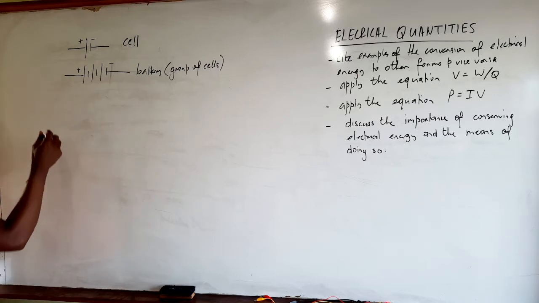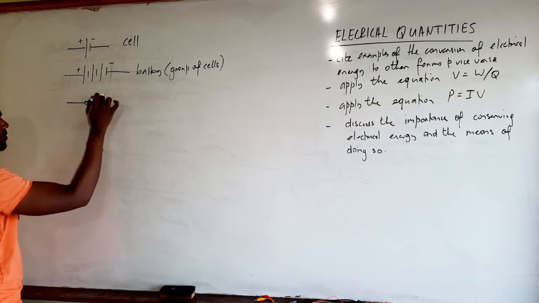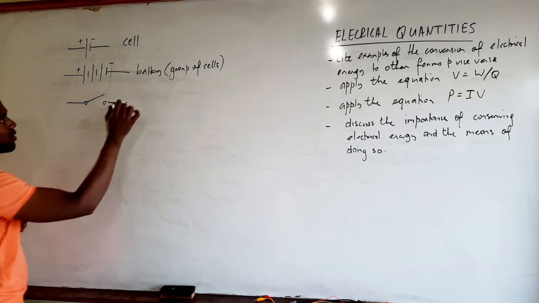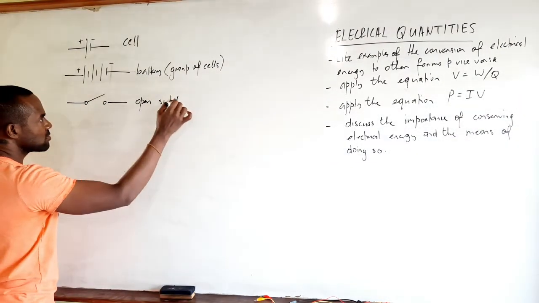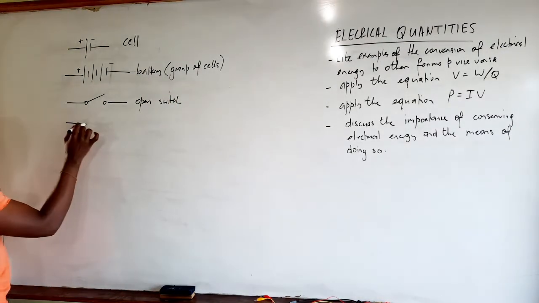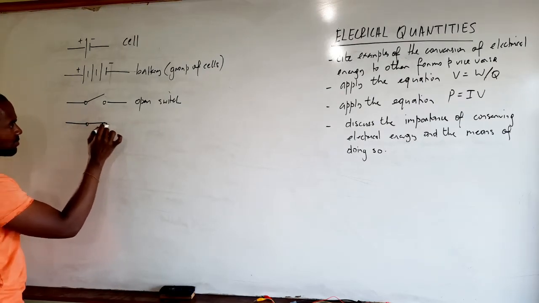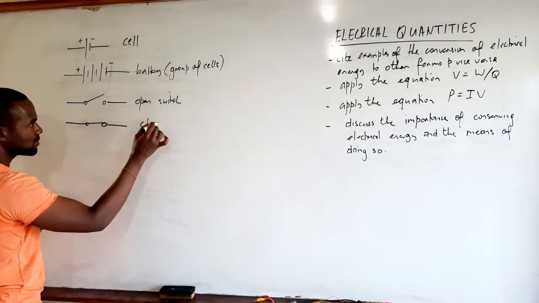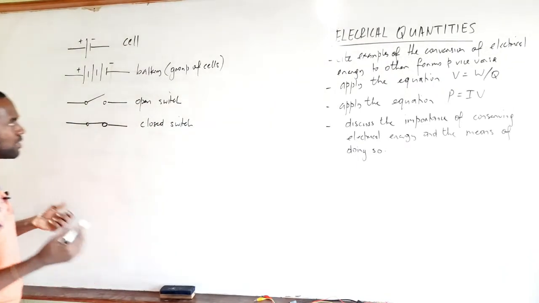We can have a switch. This, of course, would be an open switch. And if the switch is closed, it generally looks something like this. So that's an open and closed switch.